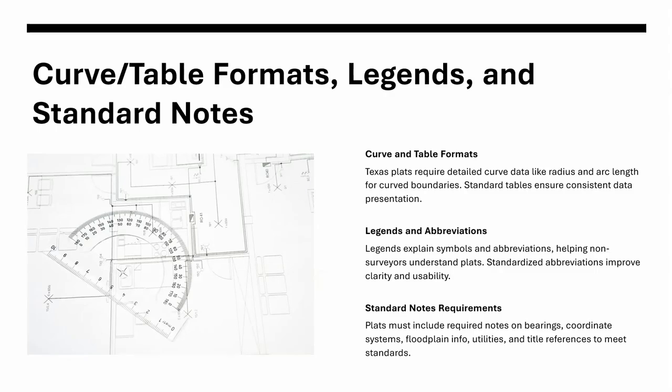We also have curved boundaries, commonplace in our Texas plats, especially in subdivisions that have cul-de-sacs and road alignments designed with arcs. The board requires full curve data: radius, central angle, arc length, chord bearing, and distance for each curved boundary segment. Your template should include a standard curve table formatted to list these elements consistently.